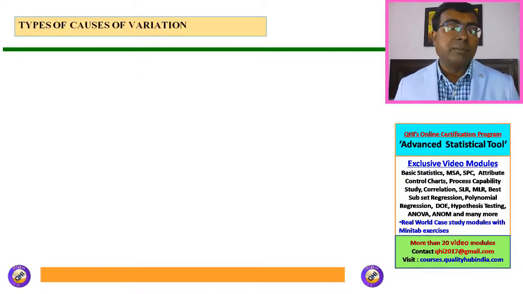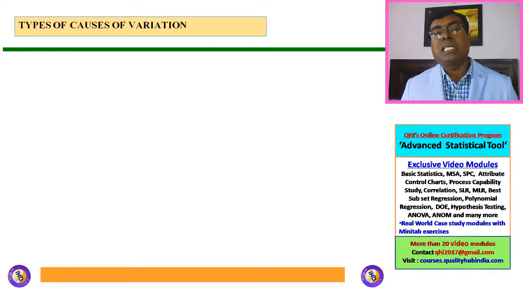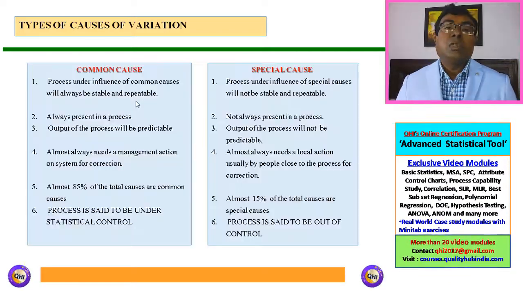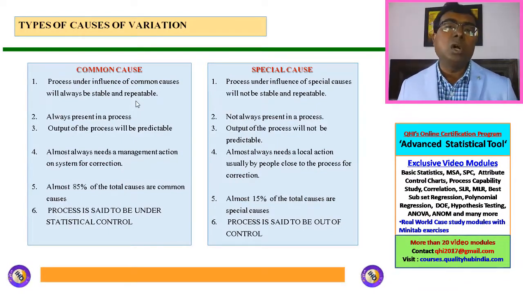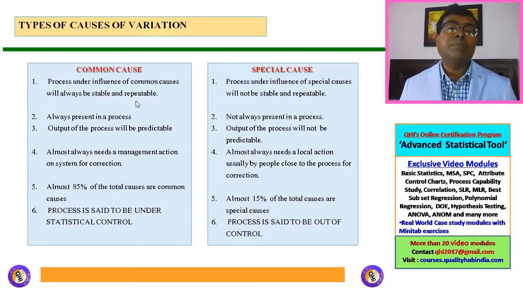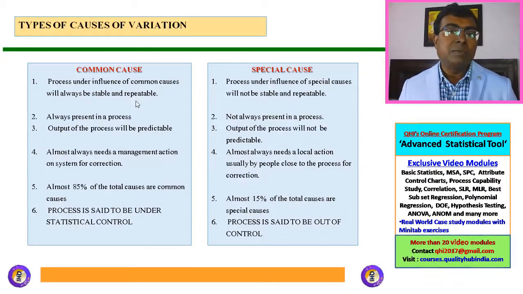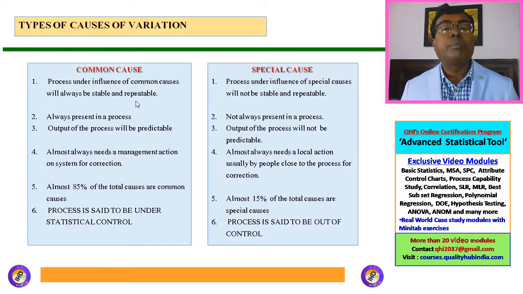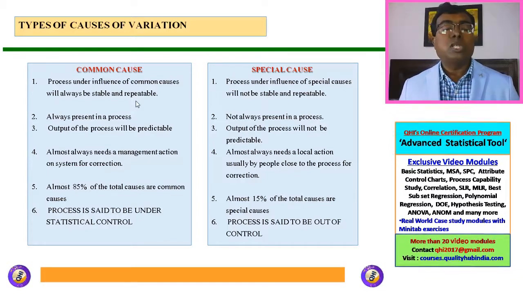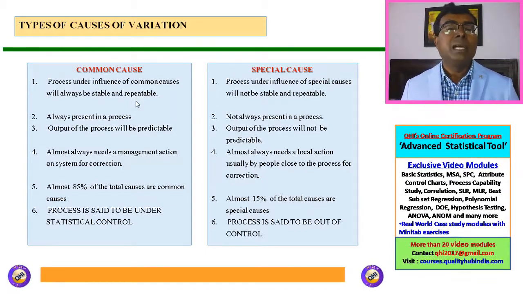Friends, we have understood the concept of variation. Now since variation is an inherent part of the process, there are bound to be some causes which are influencing my variations. So there are basically two types of causes of variation. The first one is called common cause and the second one is special cause. As the name suggests, common cause is common in nature. In your process, more than 85% of the variation will be common cause and 50% variation will be special causes. Common cause of variation will make your process stable, predictable and repeatable. And the process under influence of special causes will not be stable, not be predictable and not be repeatable.